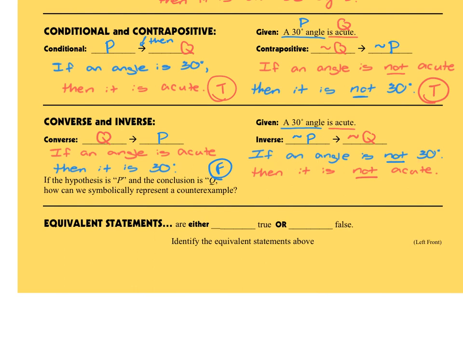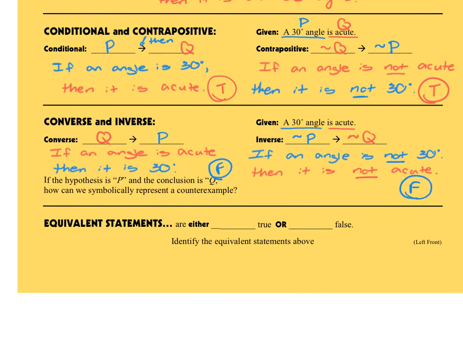Then analyze this truthfulness. If an angle is not 30, then it is not acute. This one's going to be harder. I need to think of an angle that's not 30 degrees. Let's think 29. Is that angle not acute? Or is that angle acute? Okay, so I'm thinking of an angle that's not 30, but then I need it to also be acute. And this one is also going to be false. Again, those negations are going to be harder to analyze.